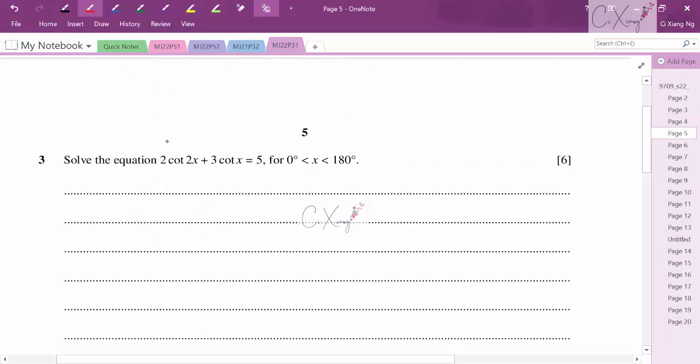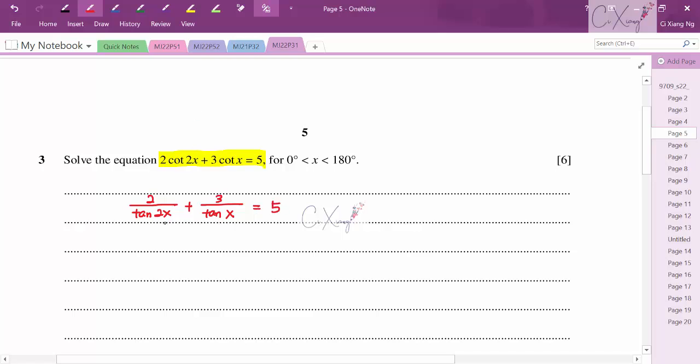Okay, so question number 3. They want us to solve this equation, which involves 2 cotangent 2x plus 3 cotangent x equals 5. Generally for cotangent 2x and cotangent x, we can change them into basic trigo, where I'm having 2 over tangent 2x, and then plus 3 over tangent x, and it is equal to 5.